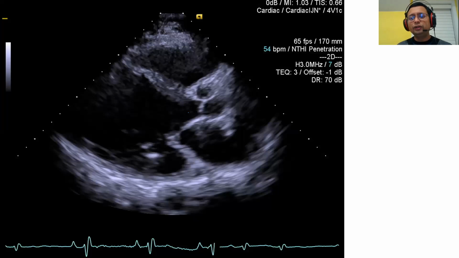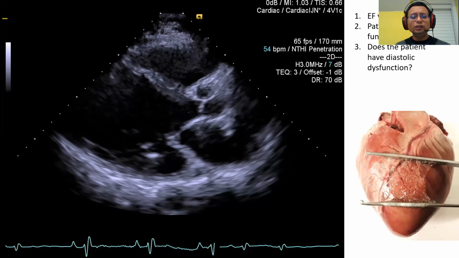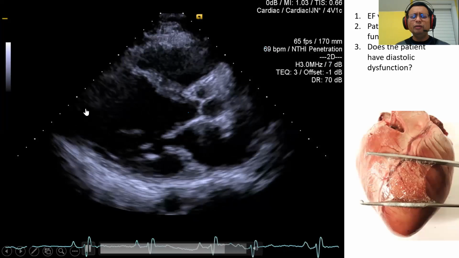Again, look at the echocardiogram here. All right. Look at the ejection fraction. The ejection fraction is very poor at 15%. Patient has mild functional MR. Does the patient have diastolic dysfunction? So using algorithm 1 or 2. Right, let's look at the echocardiogram. EF is very poor, ladies and gentlemen.